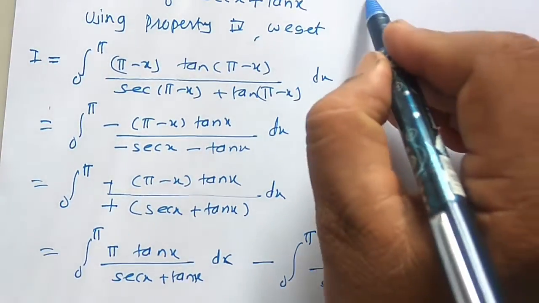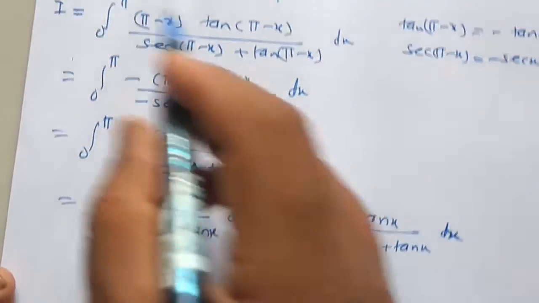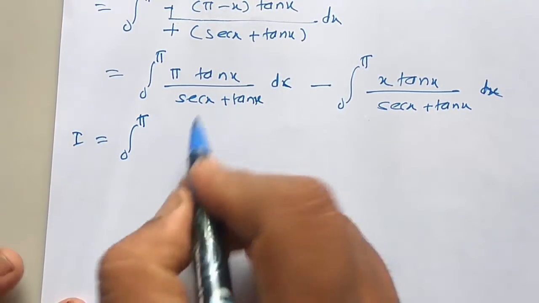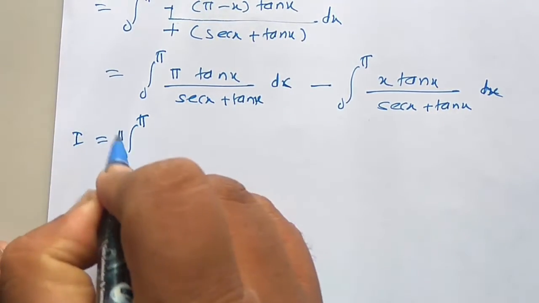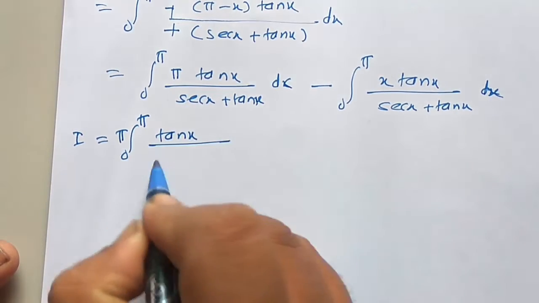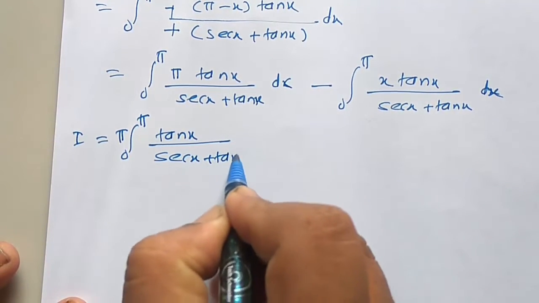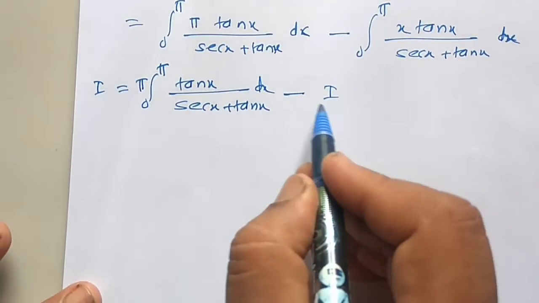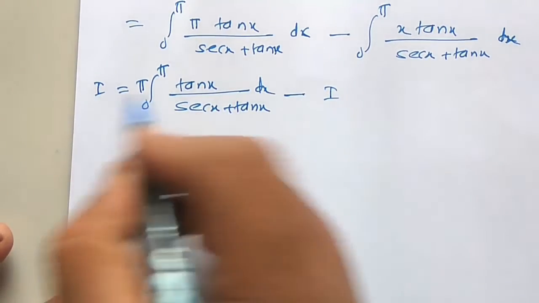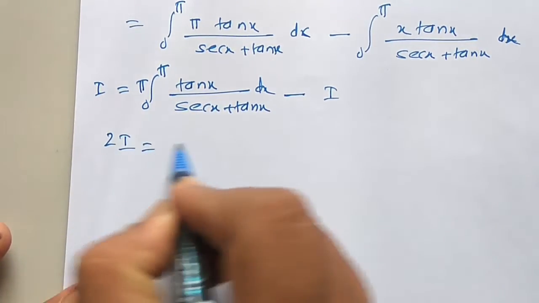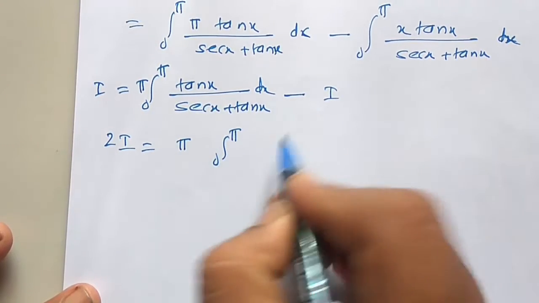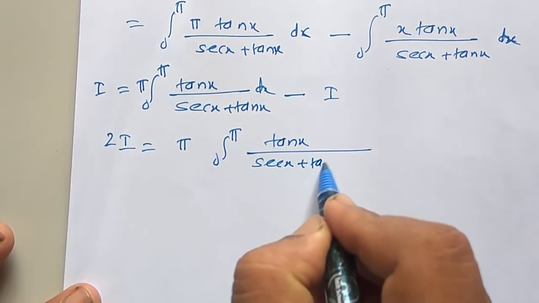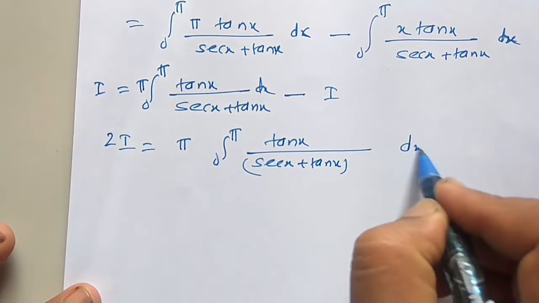It is the same as the original integral, so it is I. Therefore, I is equal to integral 0 to pi, where pi is a constant, so pi into tan x upon sec x plus tan x minus I. Taking I to the left hand side, it becomes plus I. I plus I is twice I. So twice I is pi times integral 0 to pi of tan x upon sec x plus tan x dx.